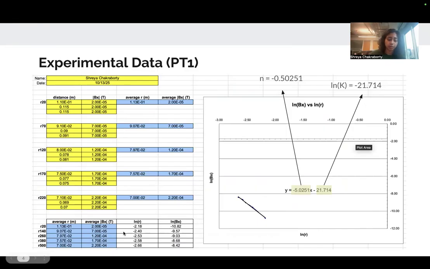We also took these averages as well. And so we've got this equation, which we will use when we calculate n, because n is just the slope of this relationship. And then this part here is the ln of k. We can take e to the power of negative 21.714 to get k itself.